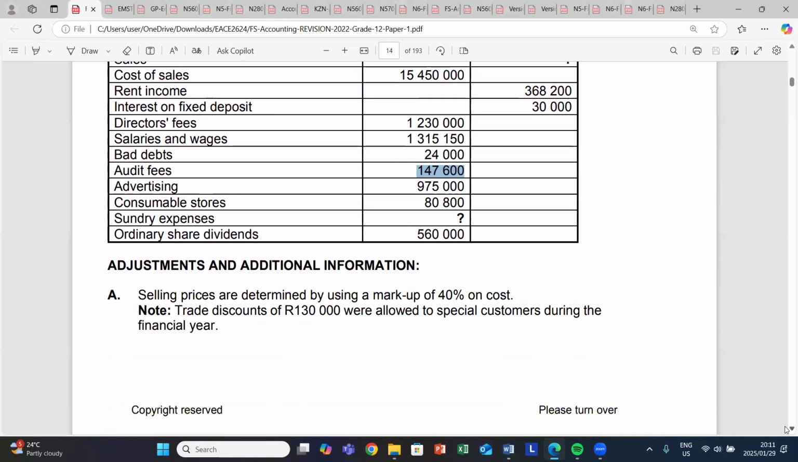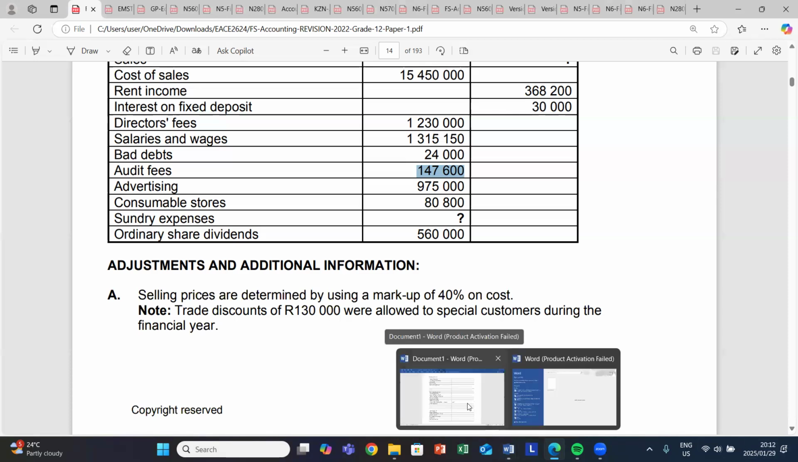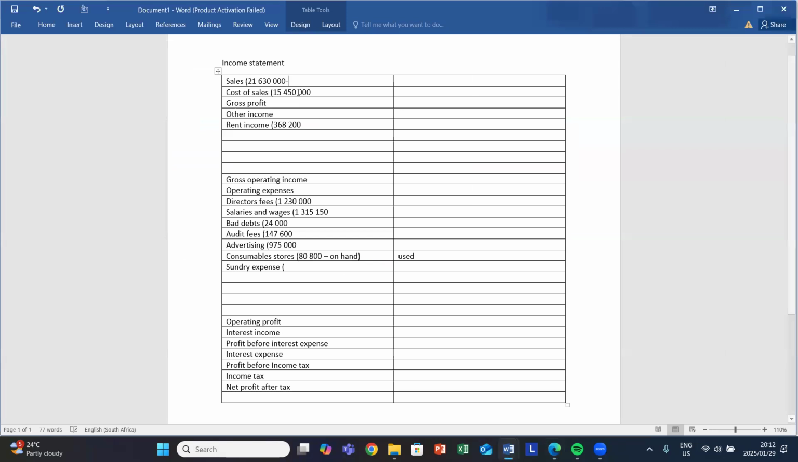They also say that a trade discount of 130,000 rand was allowed to special customers during the financial year. Our trade discount only affects our sales. Therefore, from our sales we should minus that 130,000, because we know that our trade discount only affects our sales. What is a trade discount? You should know the significant difference between your trade discount and a discount allowed.